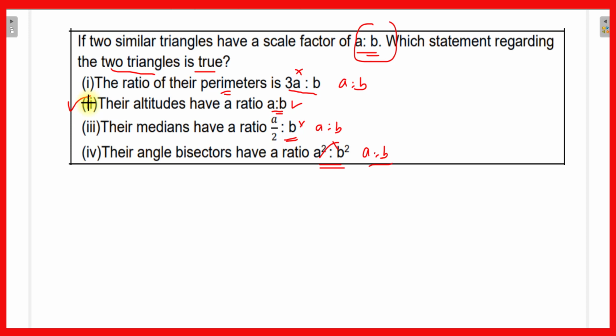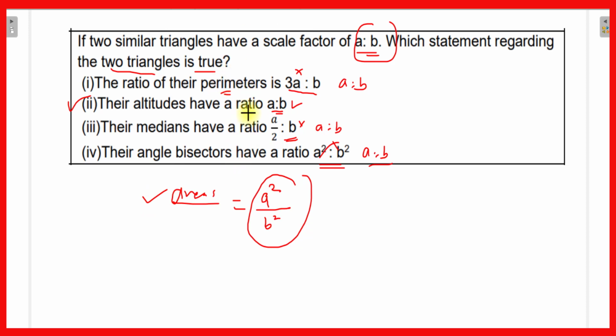Remember that if two similar triangles have a scale factor of A is to B, then the ratio of their perimeters will also be A is to B. The ratio of their altitudes will also be A is to B. The ratio of their medians will also be A is to B, and the ratio of their angle bisectors will also be A is to B. One more thing is here, the ratio of the areas, this theorem you have studied in similar triangles: the ratio of the areas of two similar triangles will be equal to A square upon B square, that is the square of the scale factor. So here this is different.